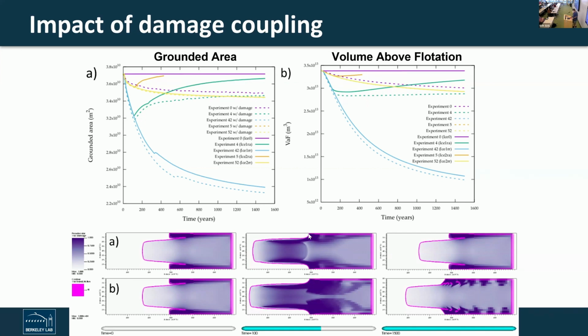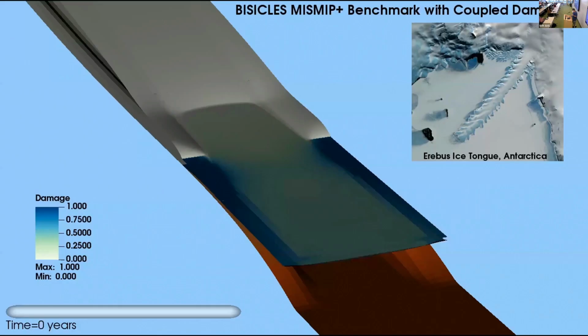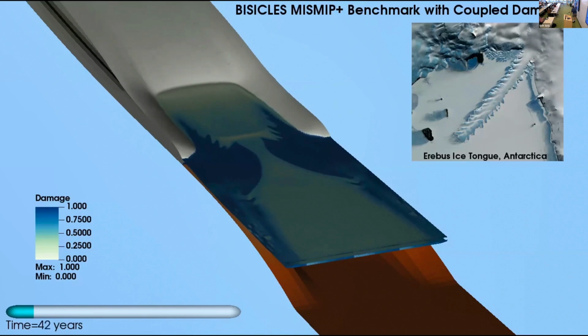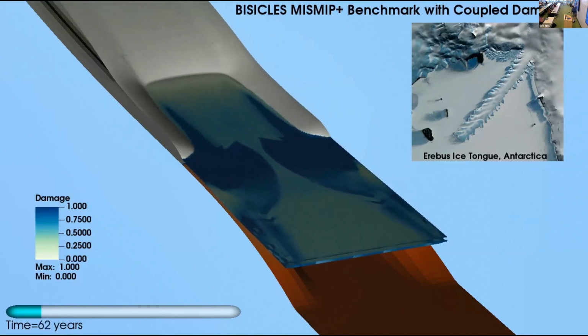But the other thing that was interesting was looking at this. The top is the evolution of the damage over time without the coupling, and the bottom is with the coupling. And you get these really weird sawtooth patterns in the ice shelf. And we saw that, and I was like, this is actually really spectacular because this looks like something in nature. It looks like this other ice tongue in Antarctica called the Erebus ice tongue. You see how it has these same sawtooth things.